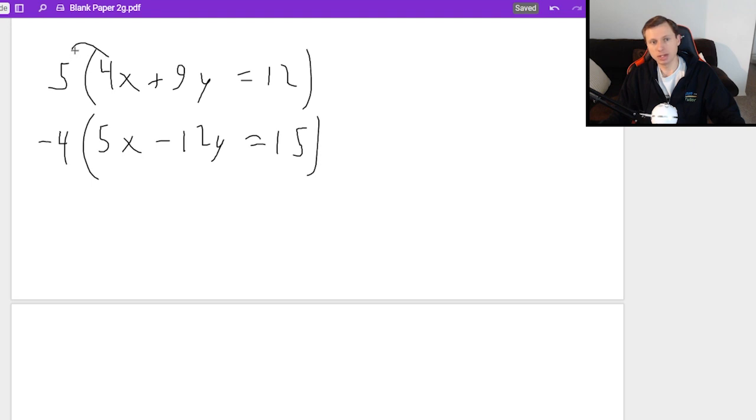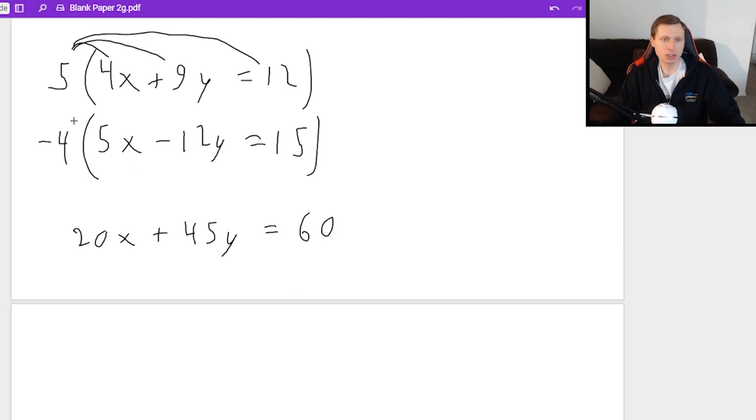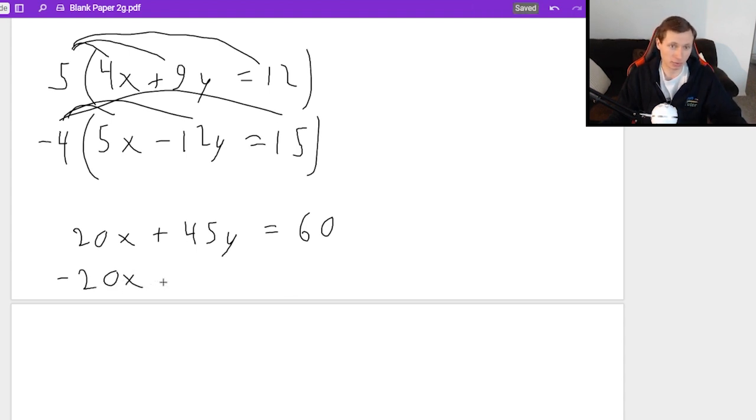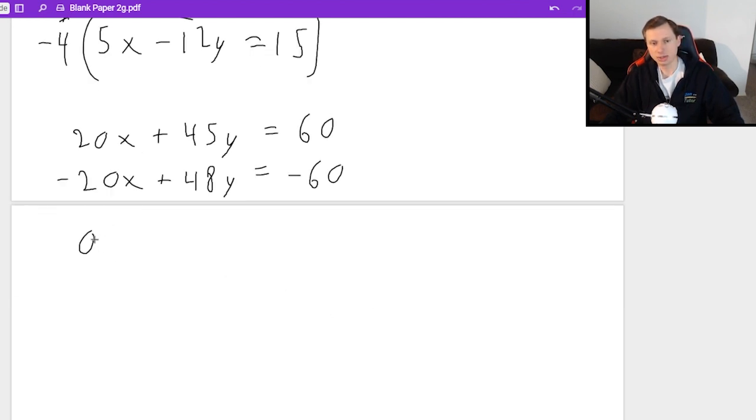So first, distributing the 5 to every term in the top, I'm going to get 20x plus 5 times 9 is 45y equals 5 times 12 is 60. And then distributing the negative 4 to every term in the second equation, that's going to give us negative 20x. Now maybe you see y multiplied by negative 4. And then negative 4 times negative 12 is plus 48y. And negative 4 times 15 is negative 60. So here it looks like the x's cancel. 45 plus 48 is 93y. And 60 minus 60 is 0. So now we're looking at 93y equals 0.